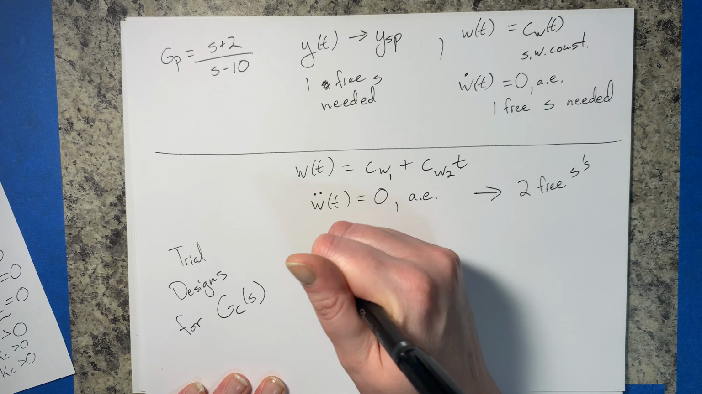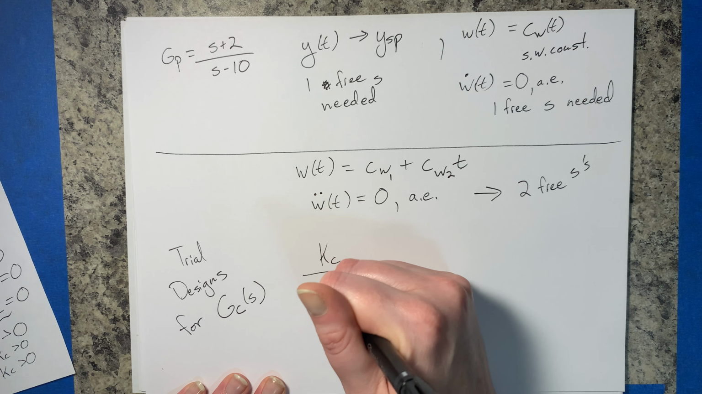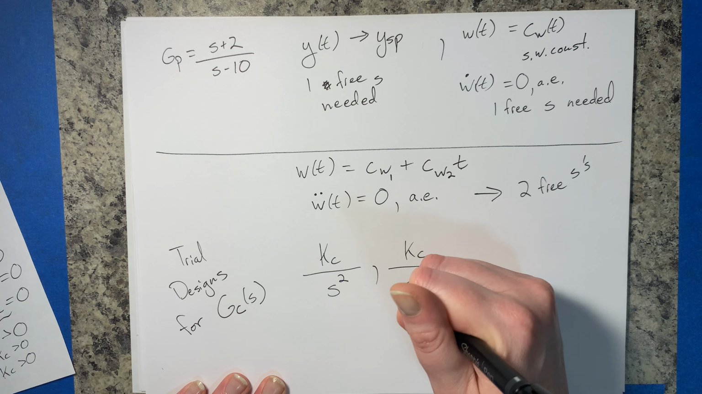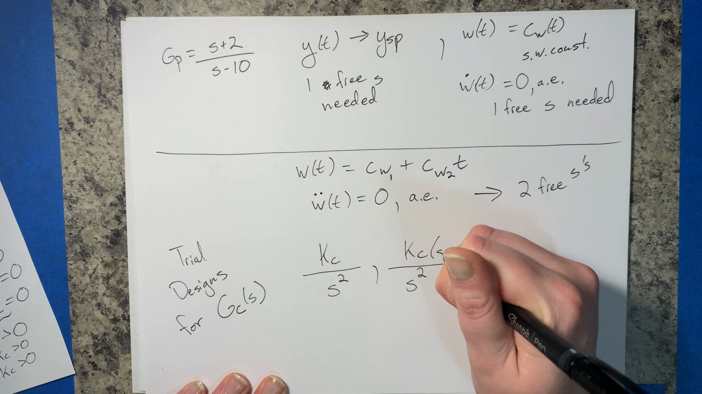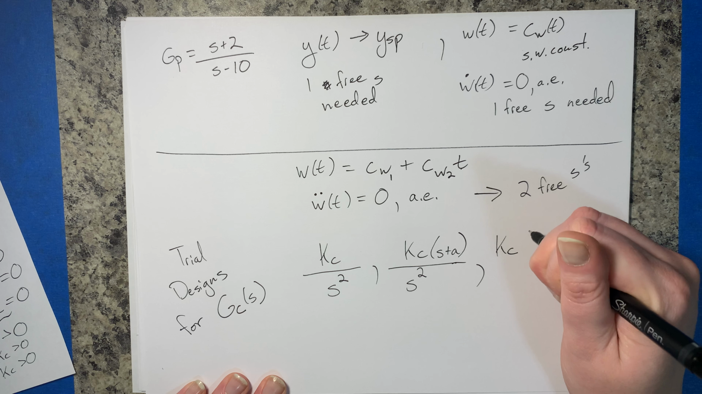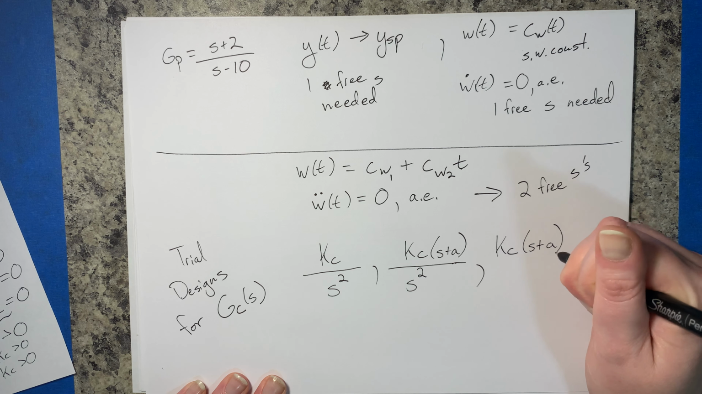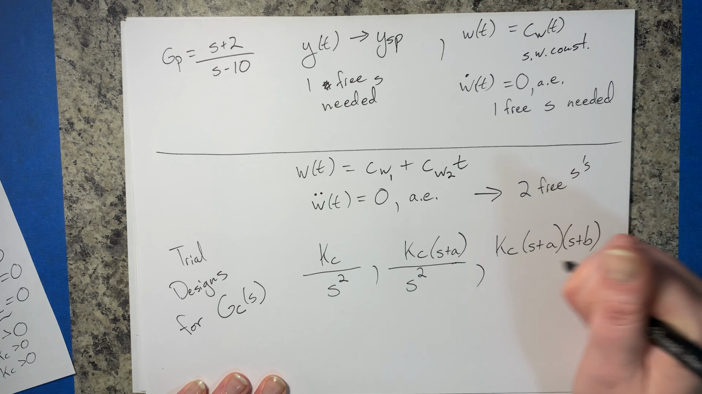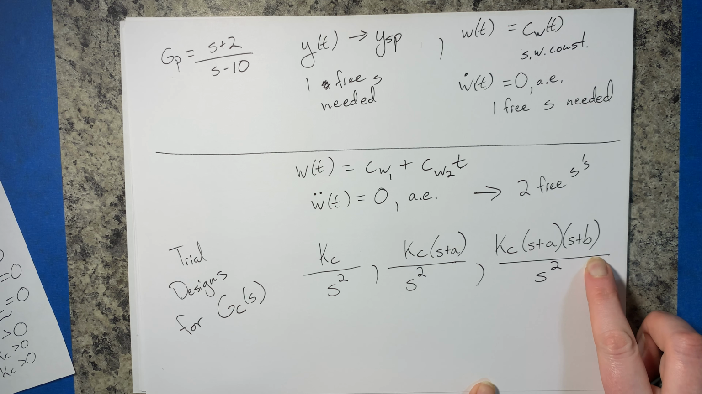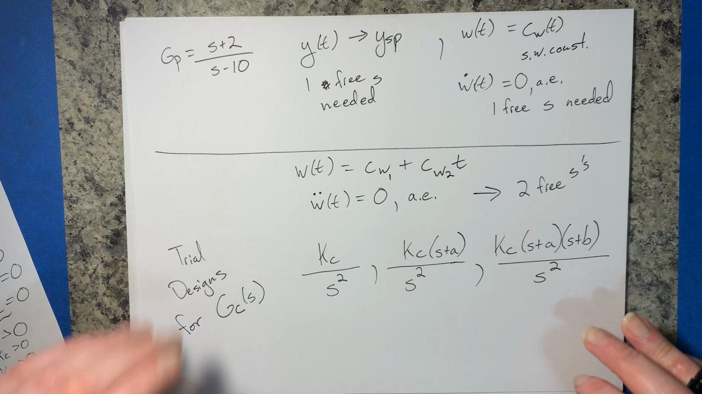All right, so the first one will be KC over s squared. If that doesn't work, KC over s squared, and we'll have an s plus a term on the top. And if that doesn't work, that is our third. We have an s plus b term added on the top as well.